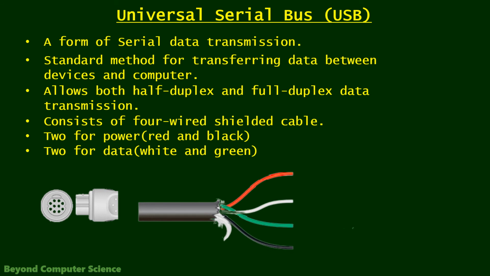This is the picture of a USB cable. You have one red, one green, one black, one white. Red and black are for providing power, whereas green and white are for actual data transmission.